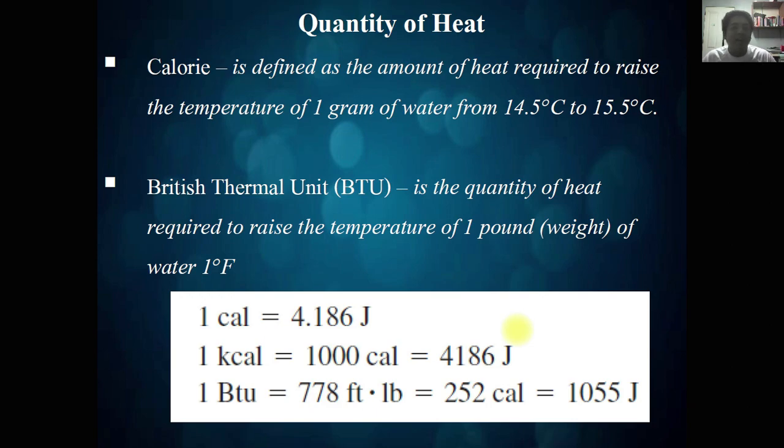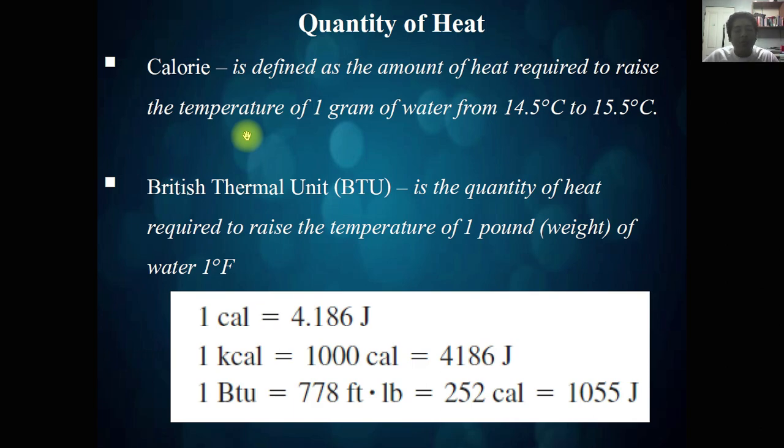So what is a calorie? Calorie is defined as the amount of heat required to raise the temperature of 1 gram of water from 14.5 degrees Celsius to 15.5 degrees Celsius. Or in other words, amount of heat required to raise the temperature of 1 gram of water by 1 degree Celsius. That is the calorie. This calorie is another unit for heat. Okay, so this is the English unit for heat.